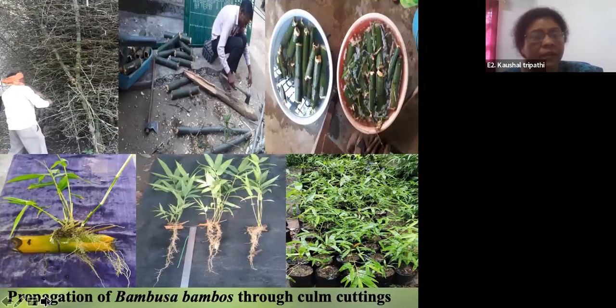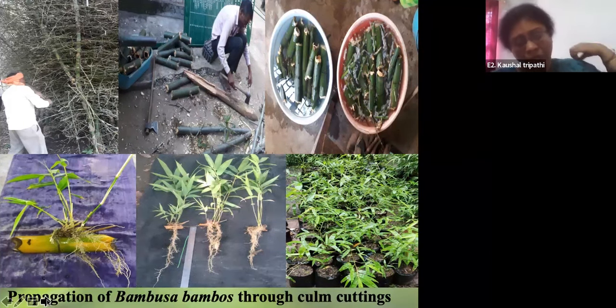And this is the picture of Bambusa bamboo's vegetative propagation. These are the culms which are being extracted from the mature clump, and then we are cutting them into smaller sizes, preparing single nodal cuttings or double nodal cuttings, and giving the hormone treatment. And this is the rooting in the bamboo cuttings. This is the planting stock of the Bambusa bamboos. Next slide, please.